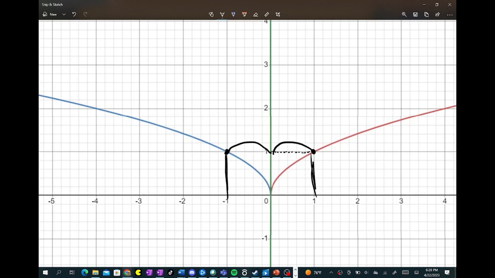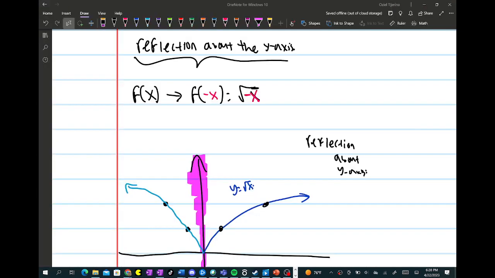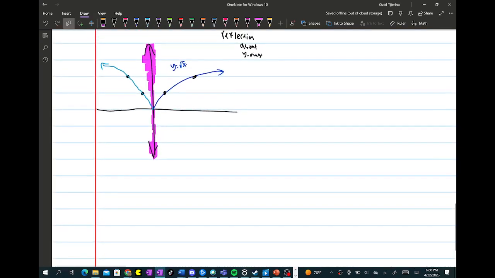That is a reflection about the y-axis. It's kind of like a mirror, right? If you remember from geometry, reflections basically meant that they mirror each other in a way. So that is the idea of reflection about the y-axis. Now, about the x-axis is a little bit different.